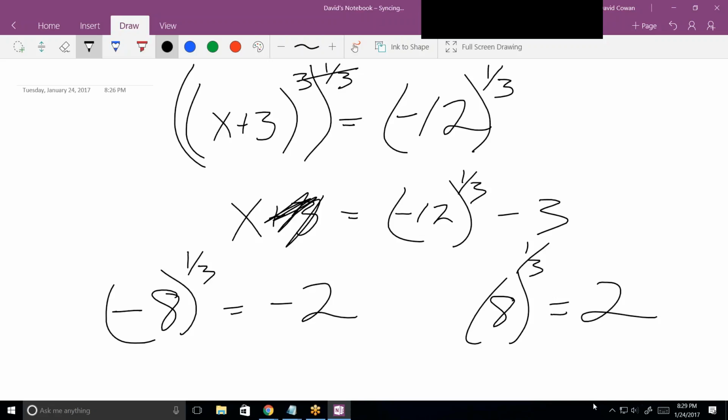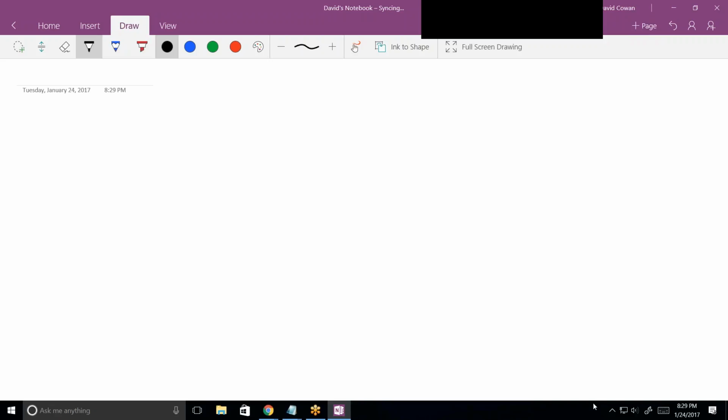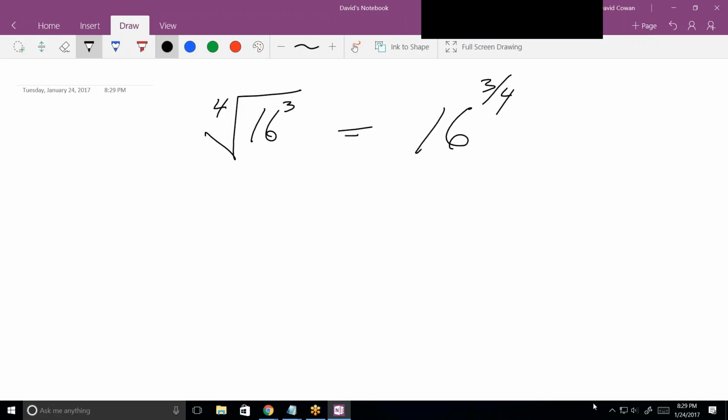I might have time for one more if you can make it quick. Okay, this is just simplifying using properties of exponents, and it's the fourth root of 16 to the 3rd. Okay, another way I can write that is 16 to the 3/4 power. And this works pretty good because I can take the 4th root of 16. What is it? 2. So this is the same as 2 cubed, which is 8.